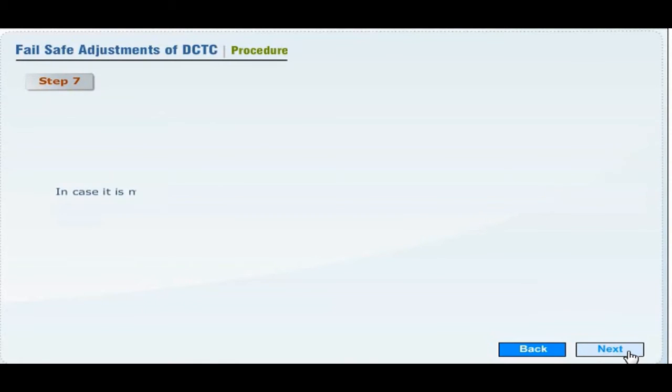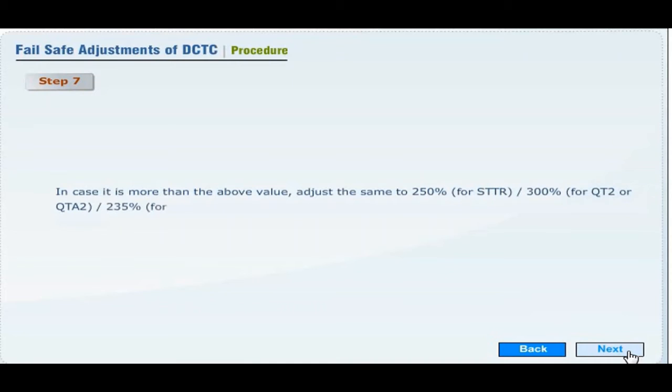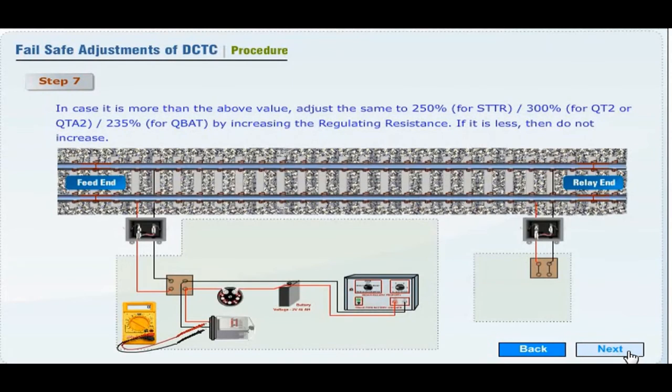Step 7. In case it is more than the above value, adjust the same to 250% for self-type relay, 300% for QT2 or QTA2 relay, 235% for QBAT relay by increasing the regulating resistance. If it is less, then do not increase.